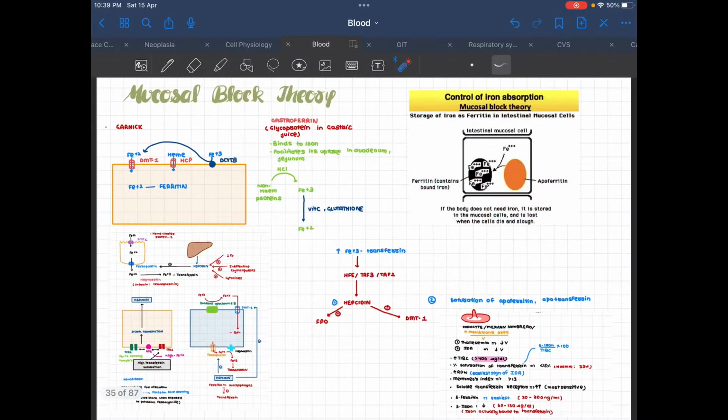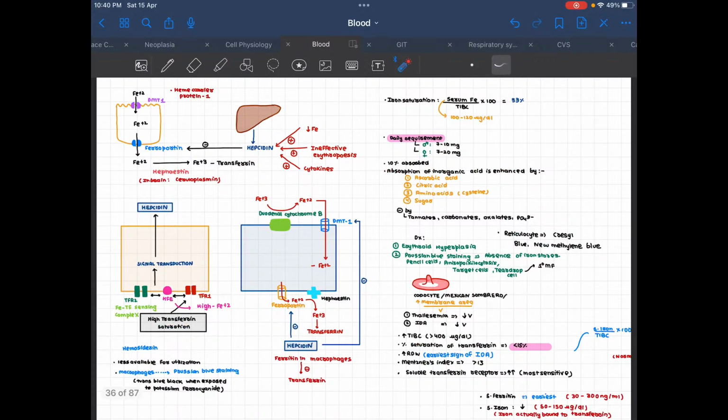Okay, so this is what's happening. And you should also remember the mucosal block theory that was given by Granick, which states that we can never absorb iron in excess of what we need. So whenever that excess is there, it is shed off in the form of the enterocytes only, in the feces. Okay, so that is the mucosal block theory that we studied in biochemistry. All right, so all of this is done.